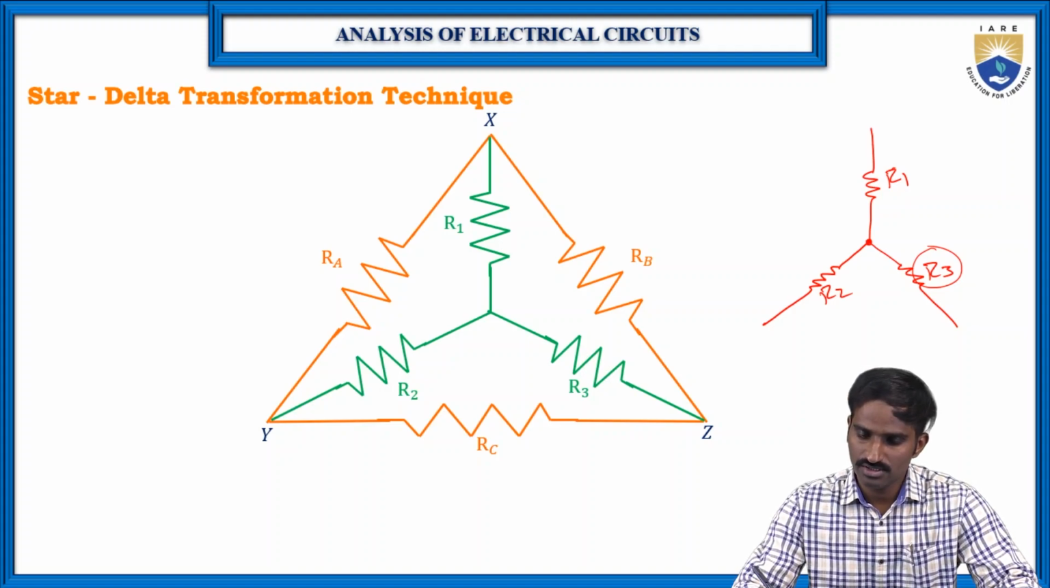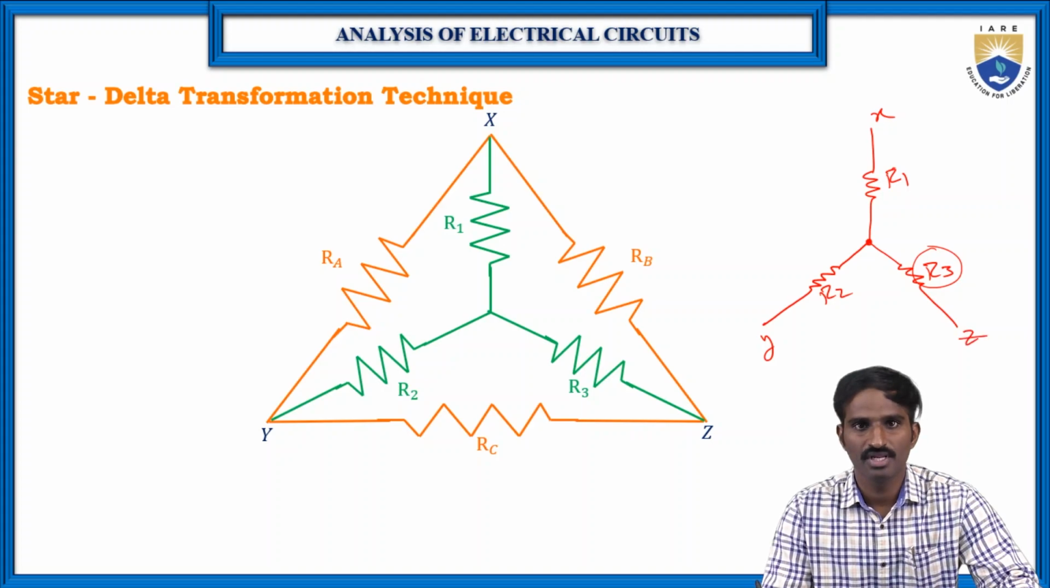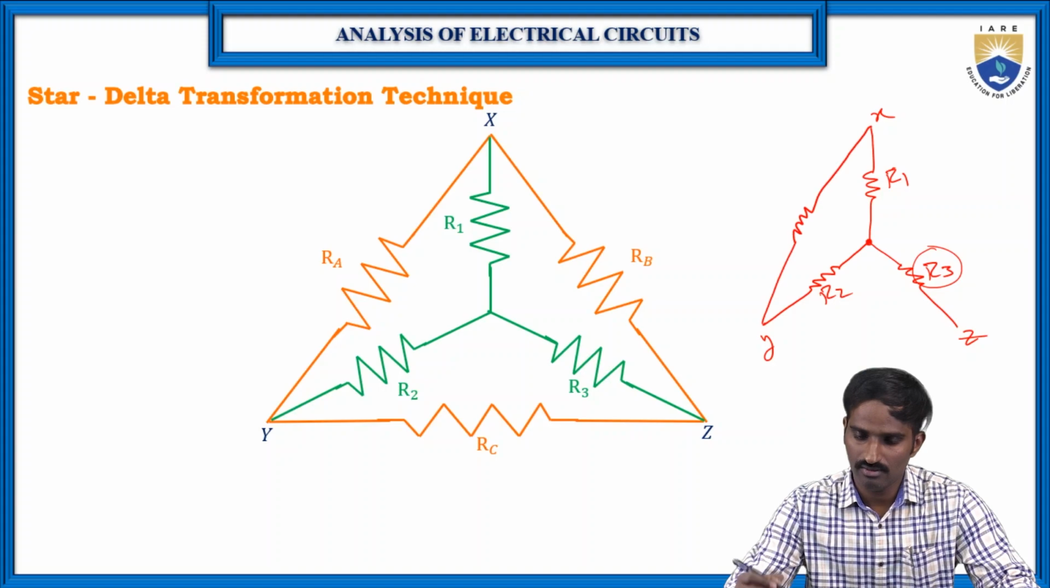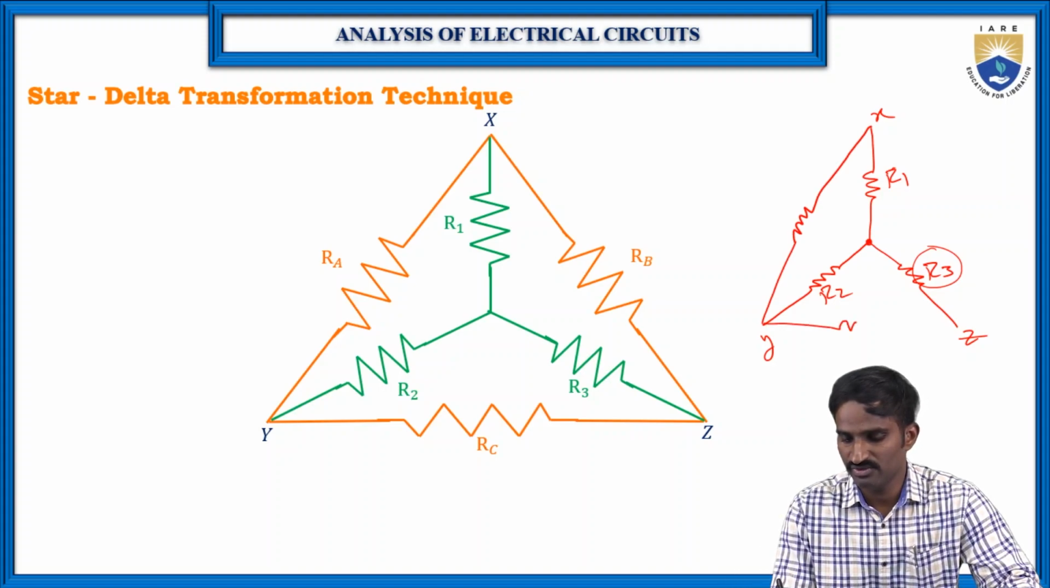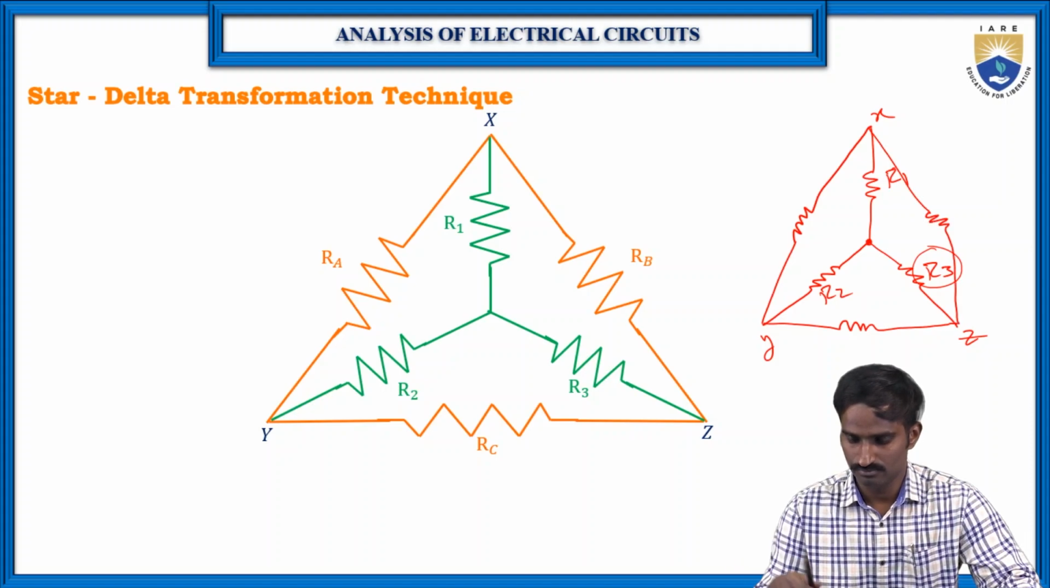For that, let us consider the terminals X, Y and Z. Then join the X and Y terminals with one resistor, place another resistor in between the Y and Z terminals, and place another resistance between the X and Z terminals.